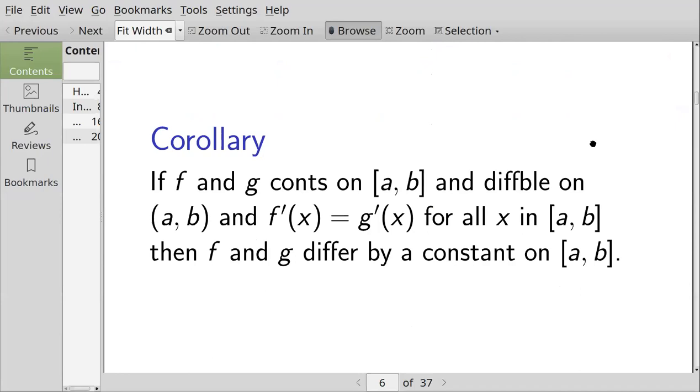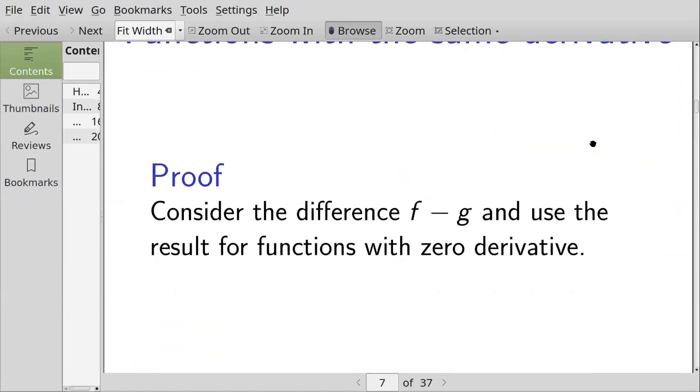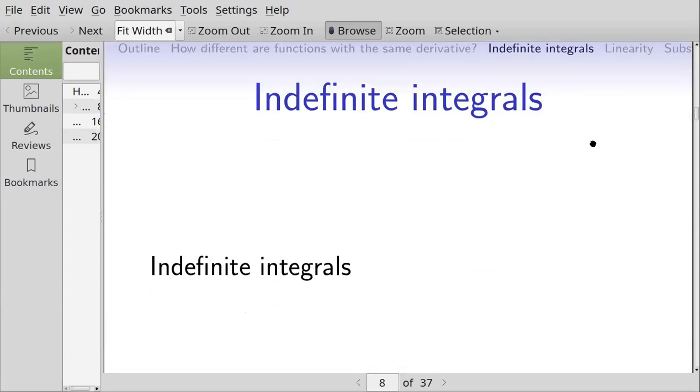And what you do is you consider a new function, h of x, which is equal to f minus g, and then its derivative is going to be zero. So then you use the result that functions which have zero derivative on an interval are constant on that interval, okay? So if two functions have the same derivative, then they can differ at most by a constant. So if a function has a derivative cos of x, we know that sine of x, for example, has the derivative cos of x, then sine of x plus a constant has the same derivative, and you don't have to worry about any other functions possibly having the same derivative as sine of x plus a constant, okay? We're going to need that result.